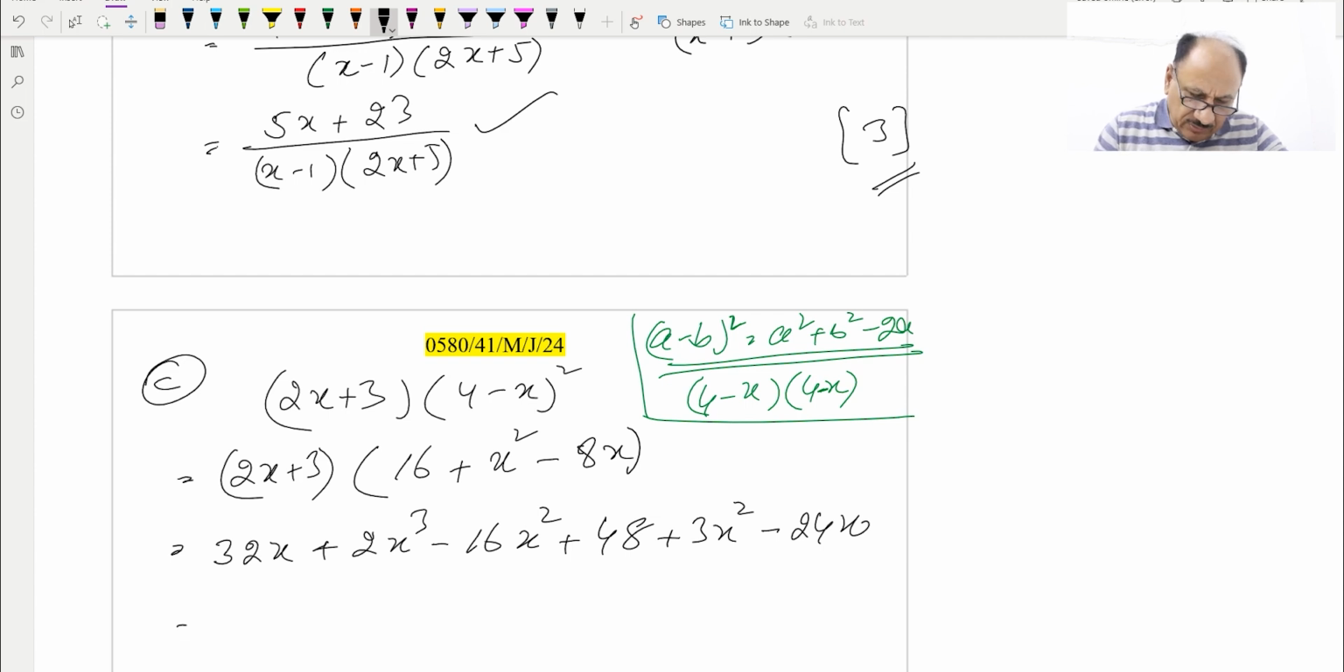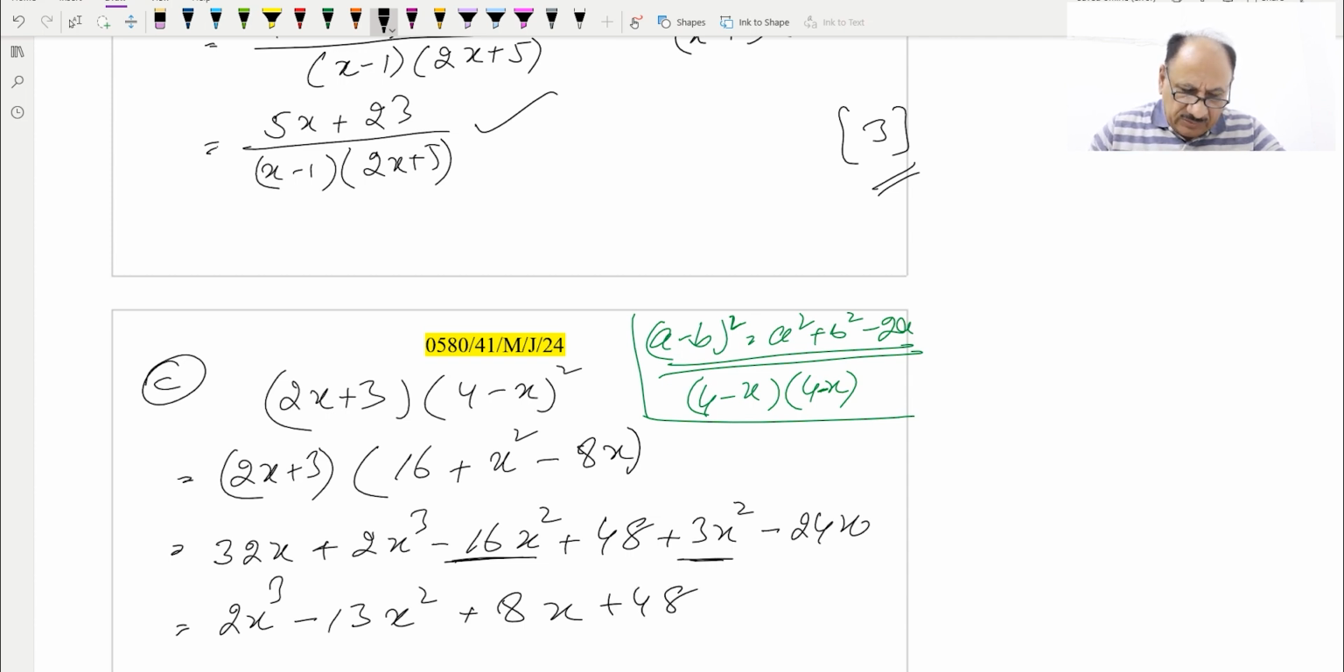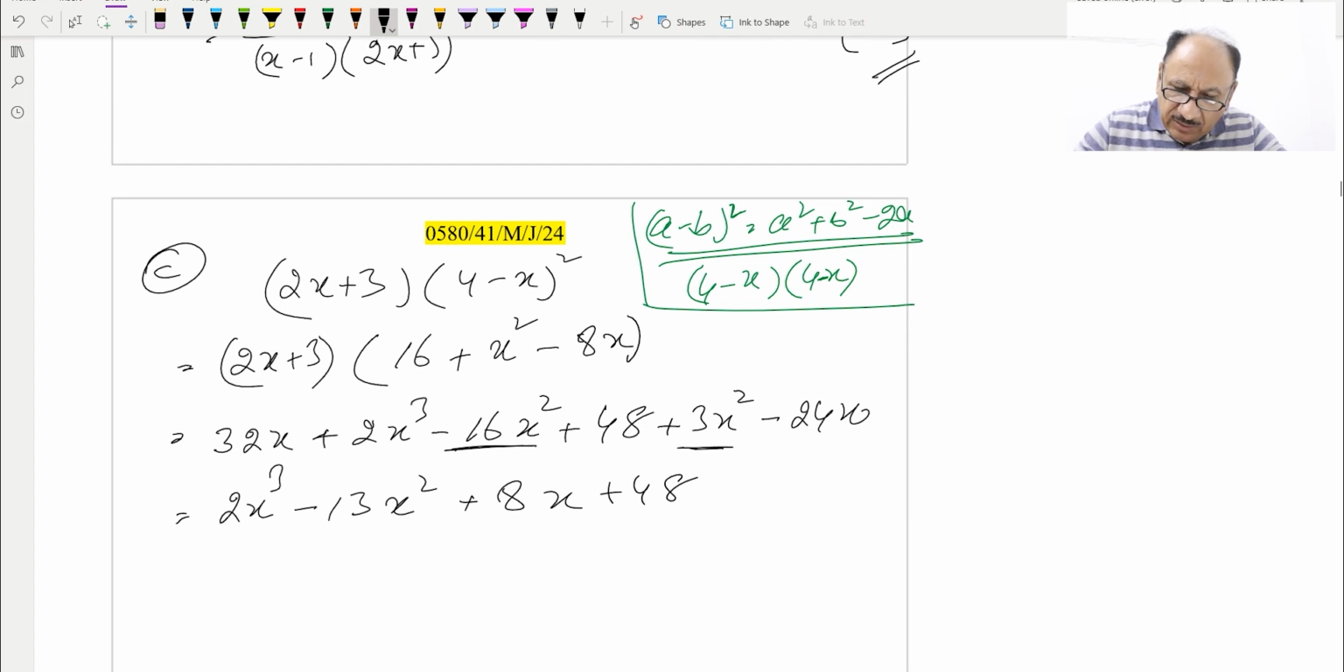Now adding the like terms, x³ is only one, so 2x³, one term we have copied, and x² terms: this is x² and this one is x², so minus 13x². Next the x term, so 32 minus 24 plus 8x, and then the constant will be 48. So this is the final answer, and this part was for 3 marks, which we have done. Hopefully you understood this.